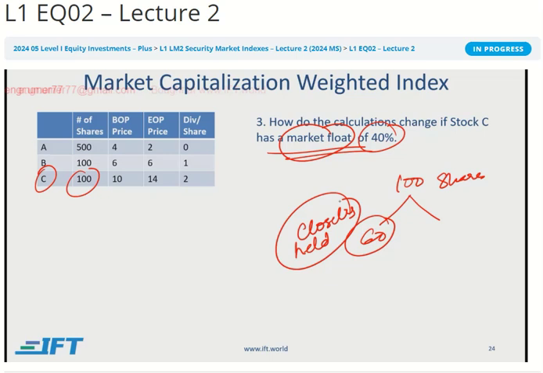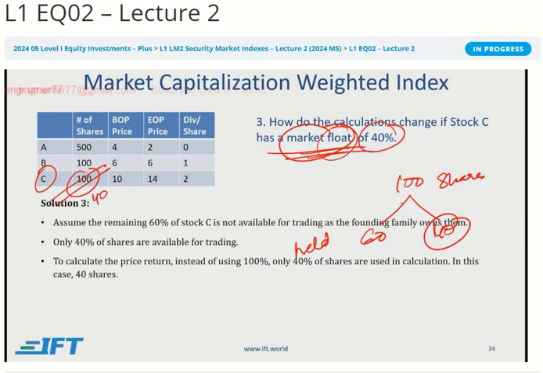And the whole point of making an index is that, hey, we want to track an investable universe. And if those shares are closely held, well, they are not investable then, right? So there's no point tracking them. There's no point taking them into account. So if the float in the market, the number of shares which are available in the market, is only 40%, well, all you have to do is just take this 100, cross it out and make it 40. That's it. Right? So that is how you calculate a market float adjusted market cap weighted index. Instead of 100, you take 40.